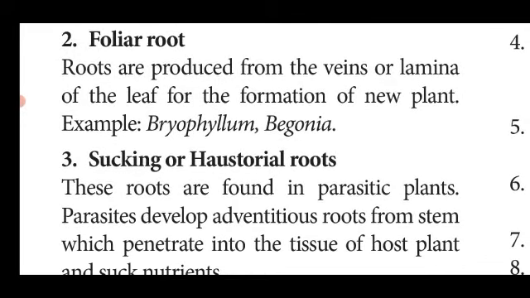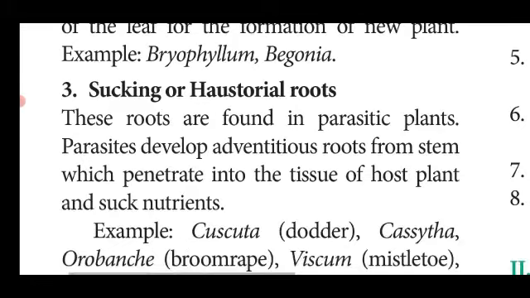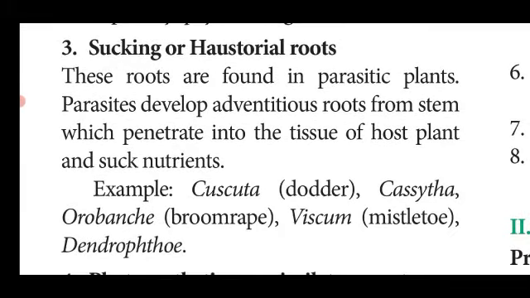Foliar roots: the roots are produced from the veins of the lamina. They are produced from the broad structure of the leaf, forming a new plant. Examples: Bryophyllum, Begonia.